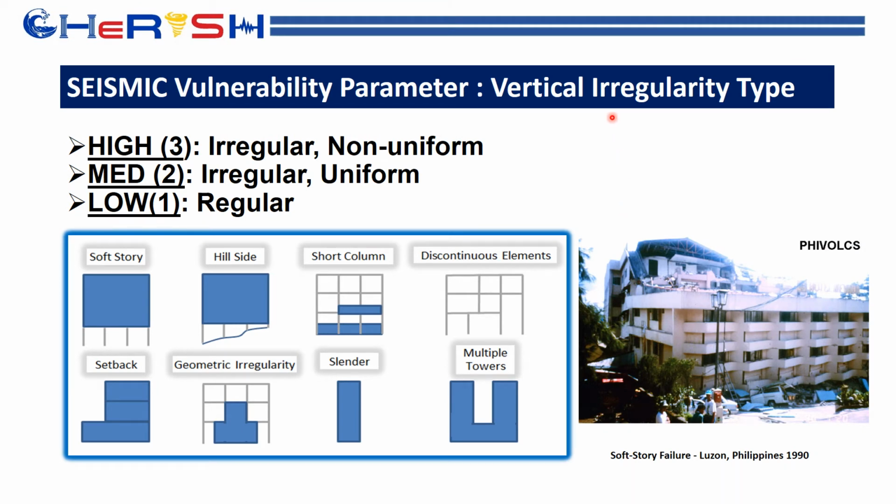Vertical irregularity types, like in these images, are highly vulnerable to ground shaking. So buildings with this type of irregularities are said to be highly vulnerable. Buildings which are regular are, of course, low vulnerability. In this example, this is a building with a soft story. A soft story like this, the first and I think second story floors collapsed during the Luzon 1990 earthquake.